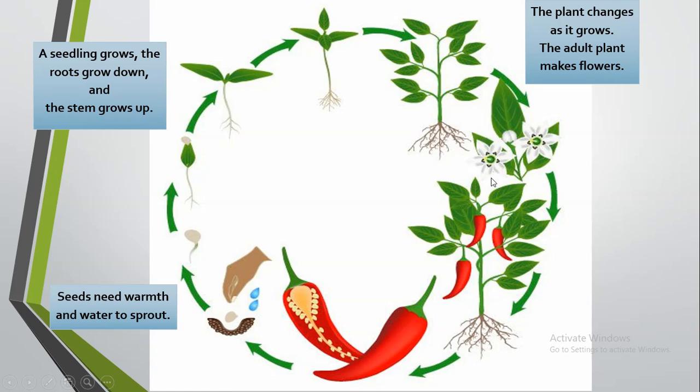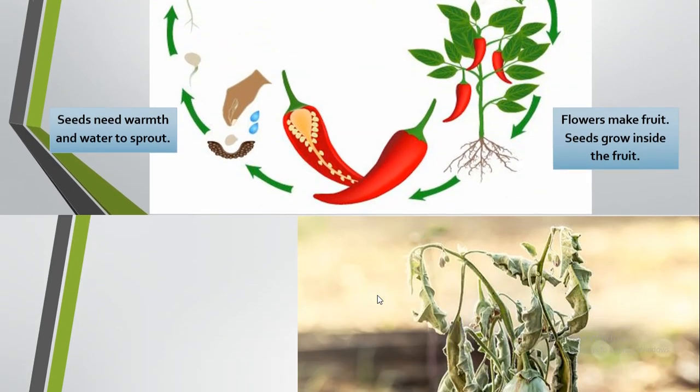This adult plant will make flowers. Then the flowers will become fruits. Now inside the fruit, you can find seeds. Again, seed, seedling, adult plant with flowers or cones. Then inside the fruit or inside the cone, you'll find seeds.